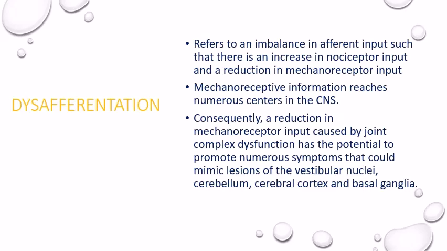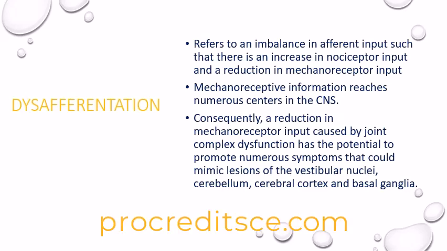Now, mechanoreceptor information reaches numerous centers in the CNS. So when we have disafferentation, we could have other issues. So consequently, a reduction in mechanoreceptor input caused by joint complex dysfunction or the subluxation has the potential to promote numerous symptoms that can mimic lesions of the vestibular nuclei, the cerebellum, the cerebral cortex, and the basal ganglia. This is why the subluxation could be more than just a musculoskeletal presentation.